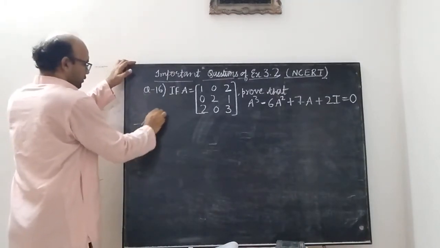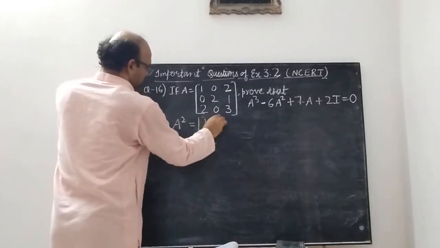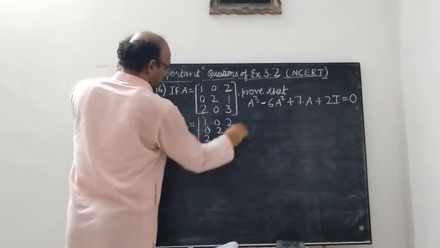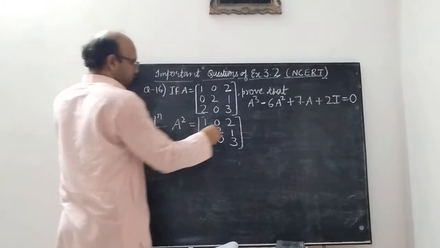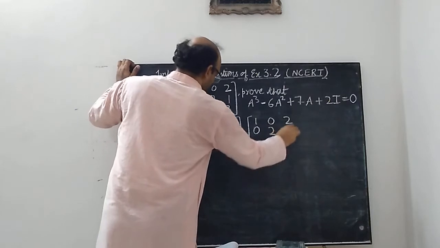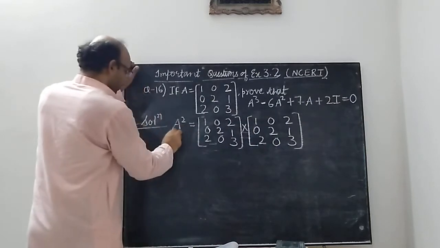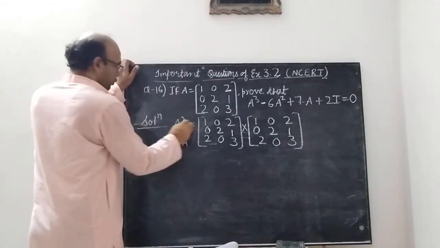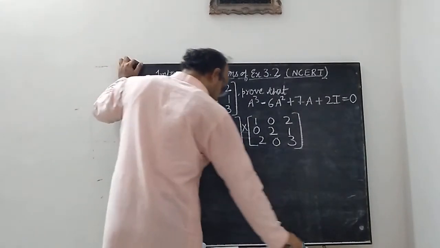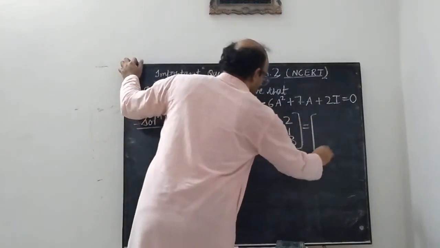So if you are solving it, we first of all find A square, that is 1, 0, 2; 0, 2, 1; 2, 0, 3 multiplied by itself. This is 1, 0, 2; 0, 2, 1; 2, 0, 3. We remember A square is A into A, so we are multiplying both the matrices. On multiplying these two, we will be doing it quickly now.